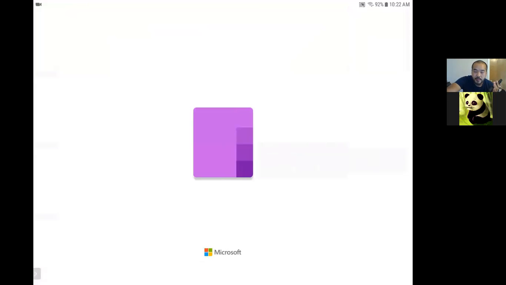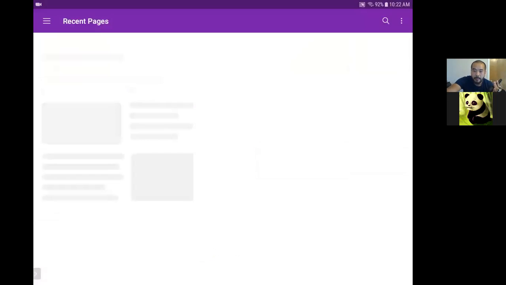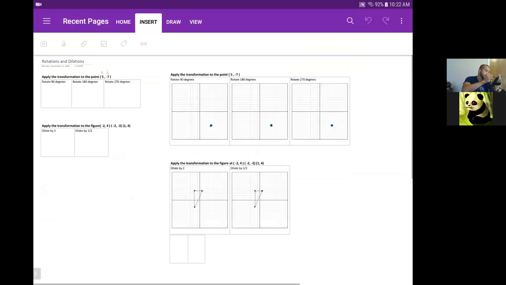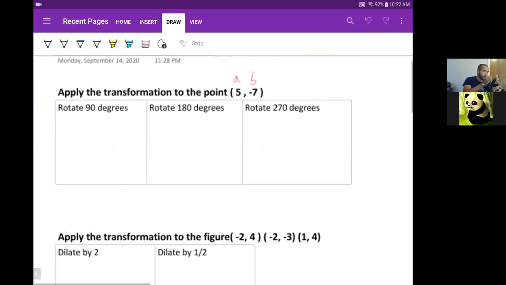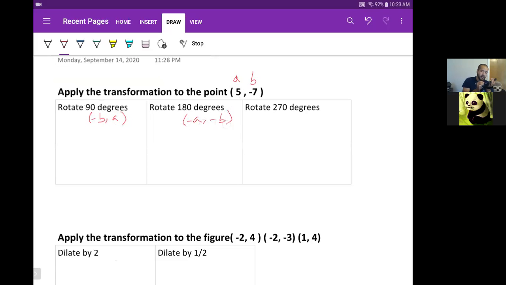So let's go over to some examples. I'm going to pull up this formula again. Okay, so when you do rotations with the points, you can just use these formulas. So 90 degrees is negative b, comma a. 180 degrees is negative a, comma negative b. And really when you put the negative here, you're not actually making it negative, you're just changing the sign. But mathematically, you can just say negative. If it's already negative, you make it positive.